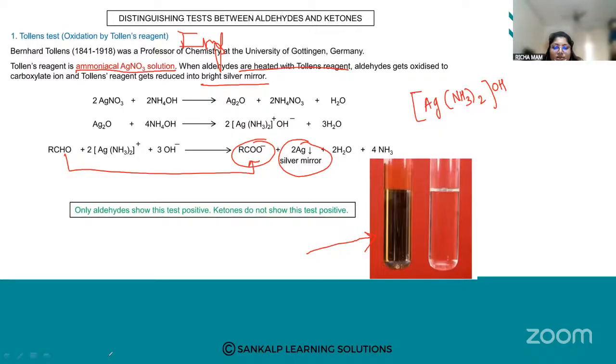Both types of aldehydes will give this test. Both aliphatic as well as aromatic aldehydes will show the Tollens test. So the Tollens test is very important. Where is it used? It is used for testing aldehydes. What is the observation? It gives you a silver mirror formation.